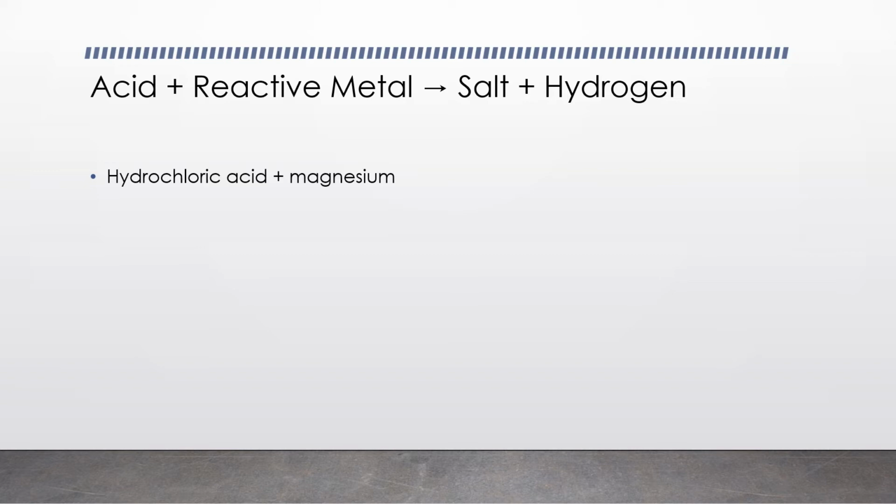So let's go through an example. Hydrochloric acid plus magnesium will give us hydrogen gas, and the salt, well, the salt comes from the metal and the non-metal grouping here, so it's magnesium chloride. Let's write that as an equation.